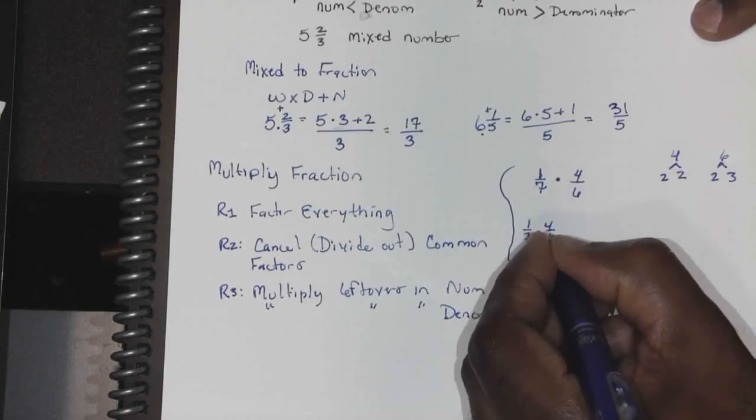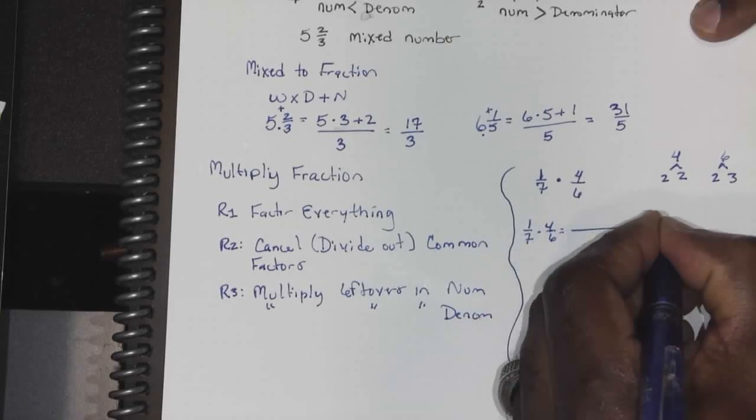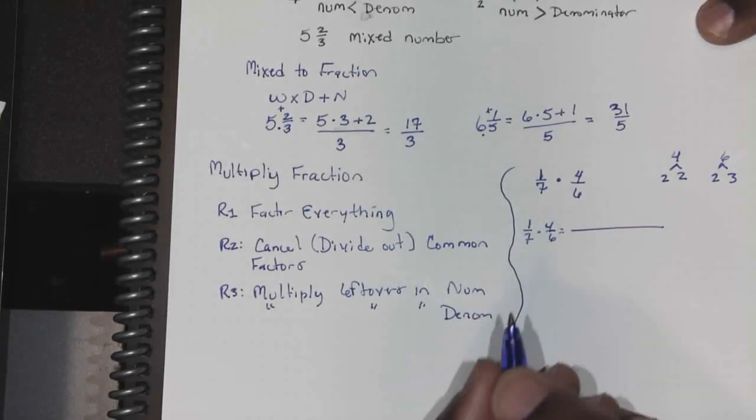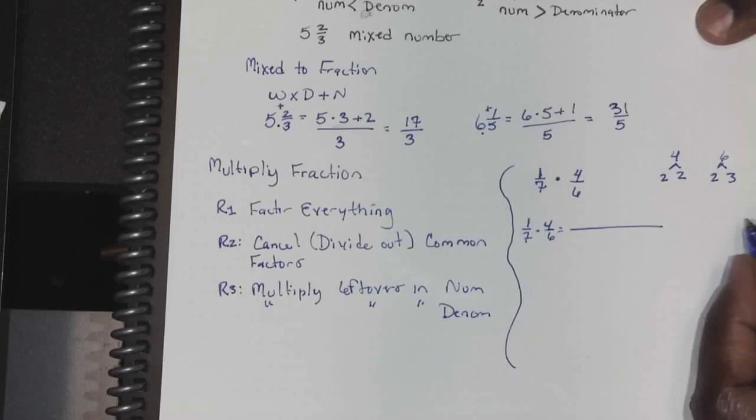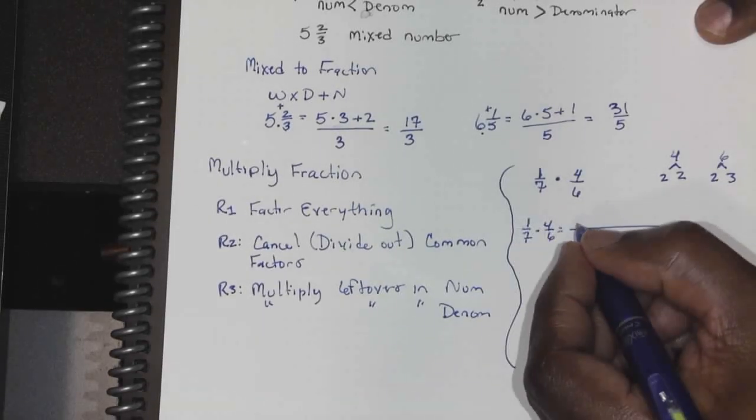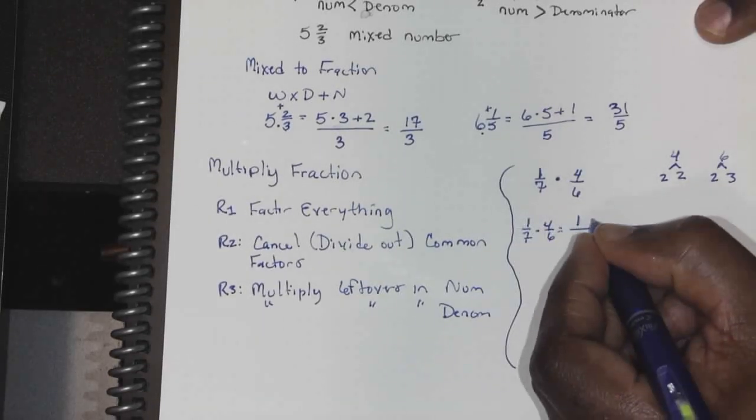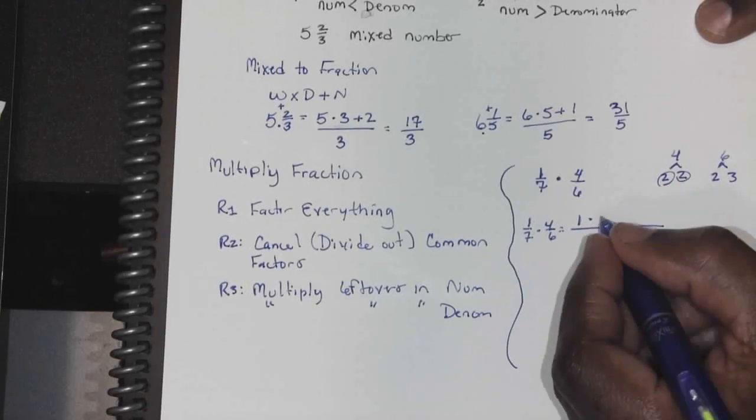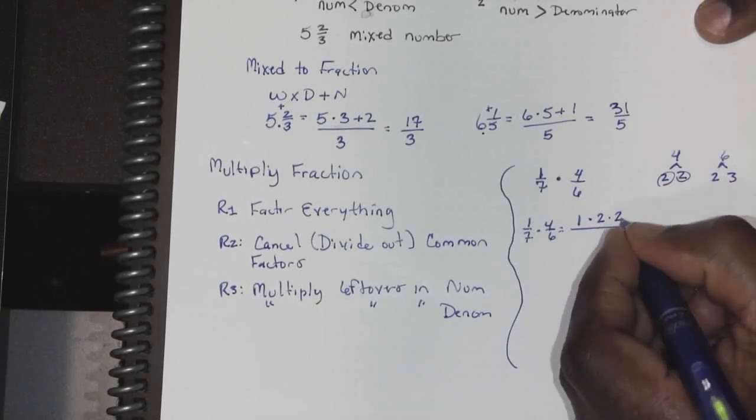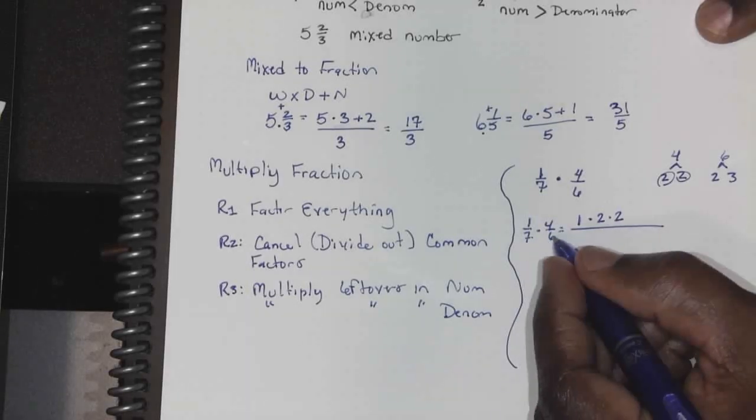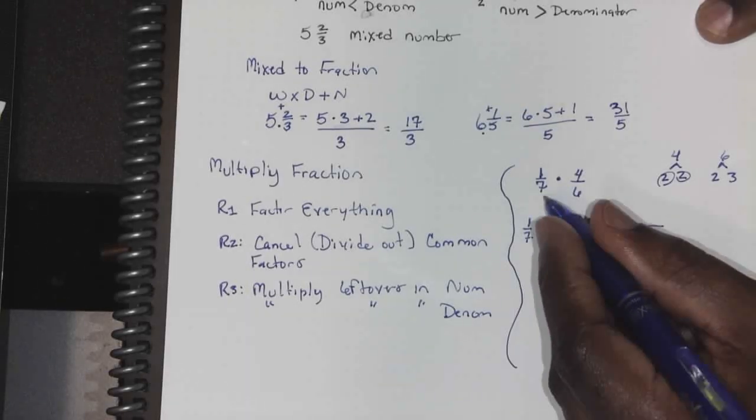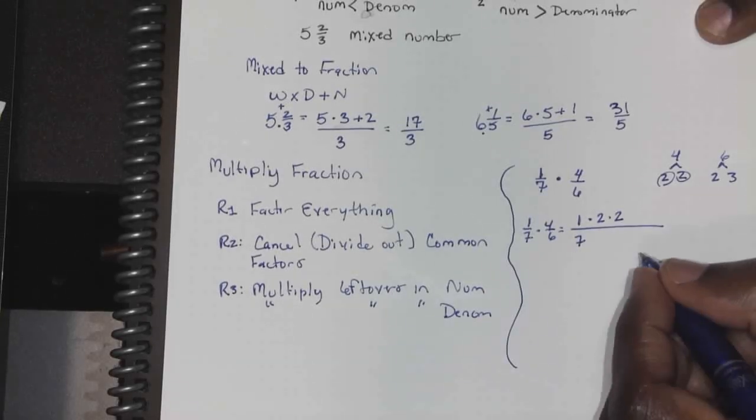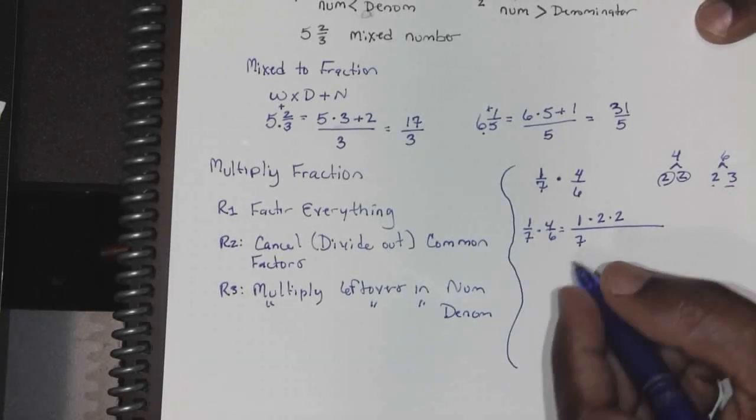1/7 times 4/6. You draw your long line. See, in multiplication, both numerators together and both denominators together. So put them together. 1 comes over, it's still going to be 1. We couldn't factor that. But 4 is what times what? 2 times 2, that's 4. Now at the bottom we got 7 and 6, right? 7 we couldn't factor, so we bring 7 down at the bottom. But 6 is what?